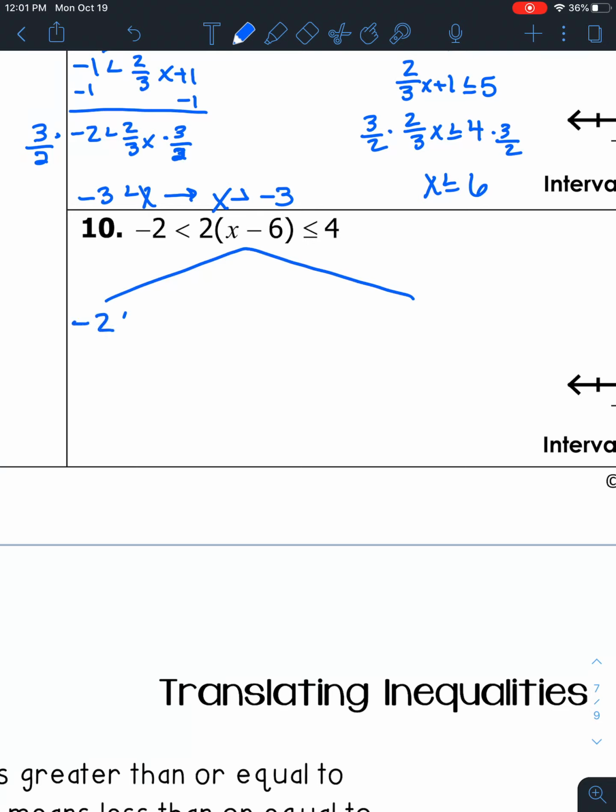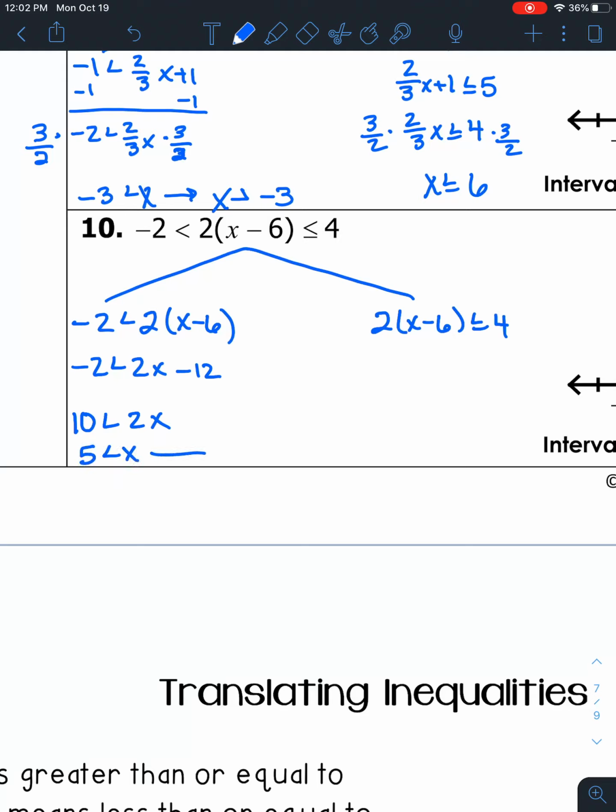So I have negative 2 is less than 2 parentheses x minus 6. And I have 2 parentheses x minus 6 is less than or equal to 4. We'll start over here, distribute that 2. So I've got negative 2 is less than 2x minus 12. Add 12 to both sides, so that gets me 10 is less than 2x. Divide by 2, so I get 5 is less than x. Again, flip them so you get letter symbol number form. So that gets you x is greater than 5.